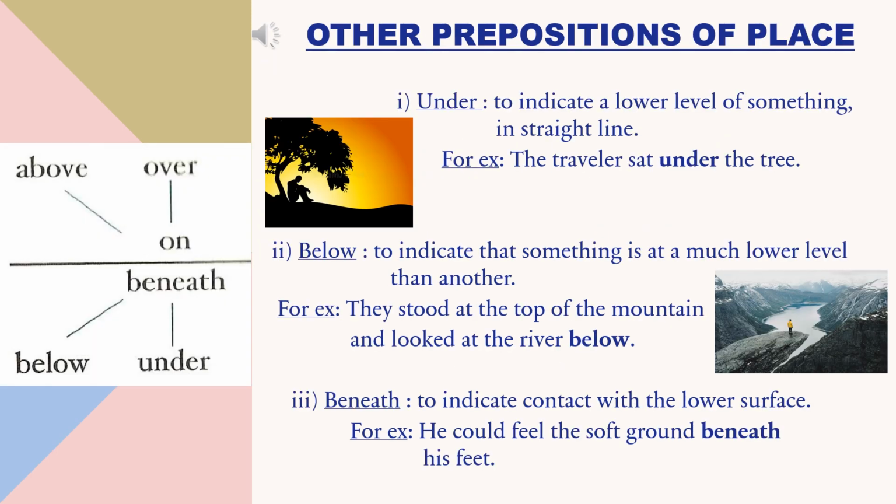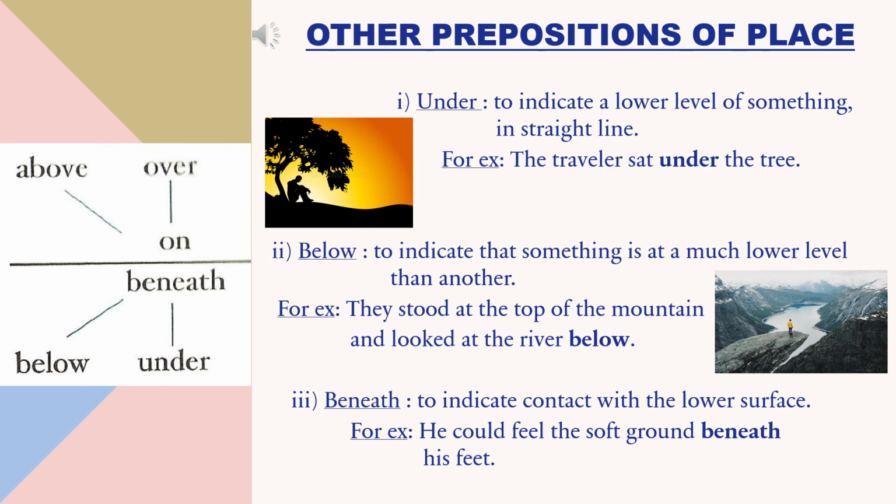Next, we'll discuss the opposites of on, above, and over. So here we have prepositions that indicate the lower surface, the lower position of an object. The first one in row is under. For example, the traveler sat under the tree. And again you can see that the tree is not very much higher than the man. Under means when something is a little lower, just a little lower. Also, it is in a straight line. So the man is sitting directly under the tree in a straight line.